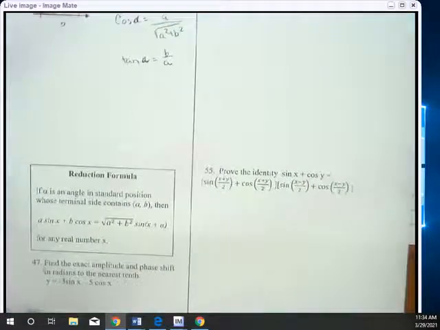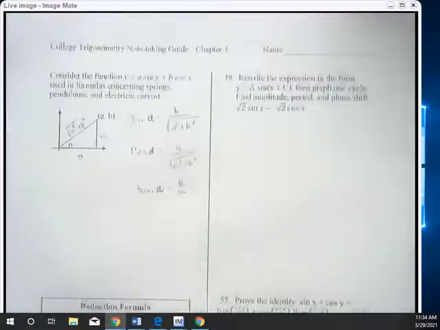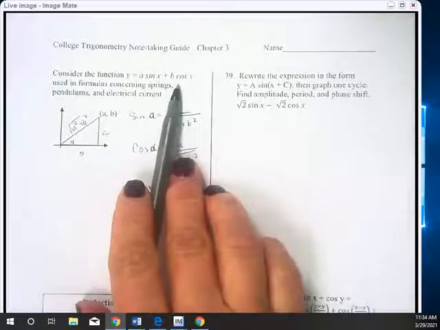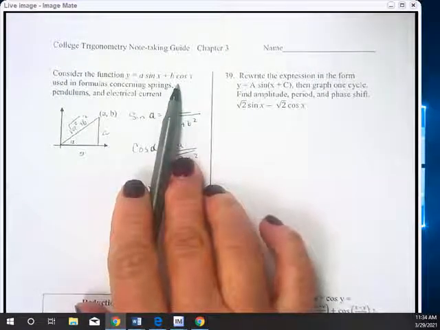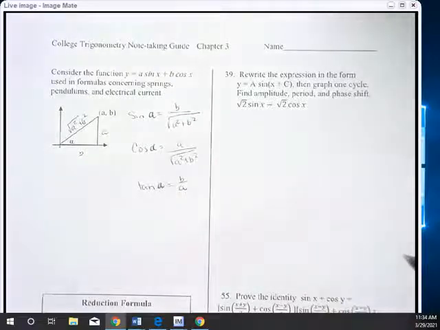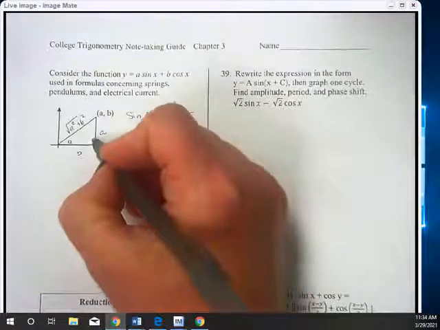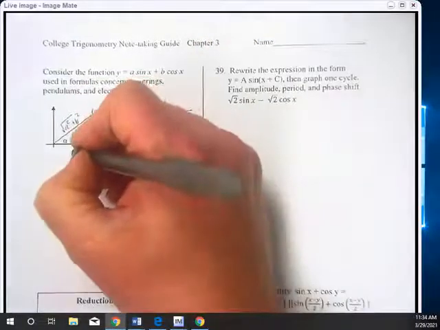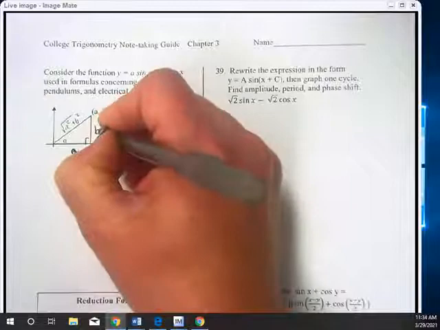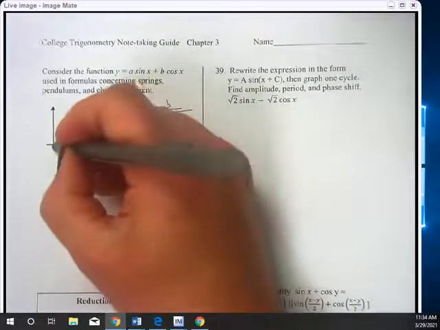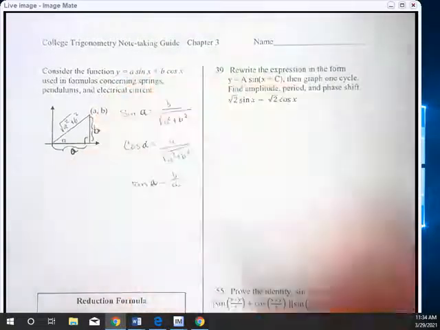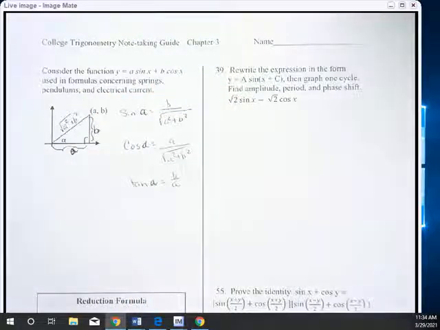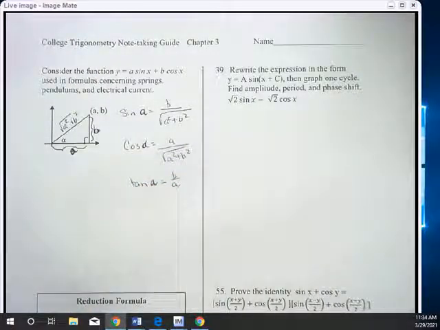Okay, consider that you have this equation, y equals a sine x plus b cosine x. If you're going to write out your right triangle, this point AB tells me that this is A, this is B, the distance A and the distance B. Using the Pythagorean theorem, a squared plus b squared, take the square root, is going to be the hypotenuse. So the square root of a squared plus b squared.